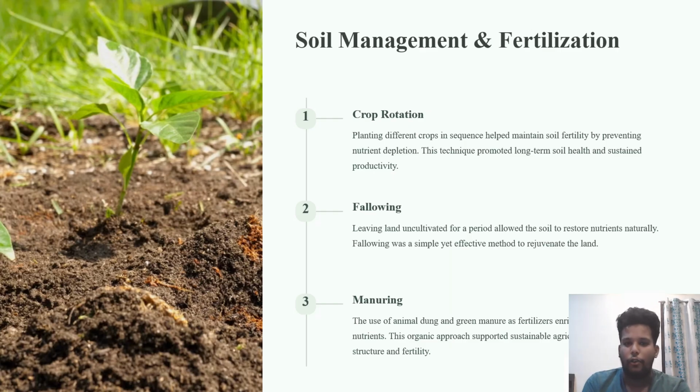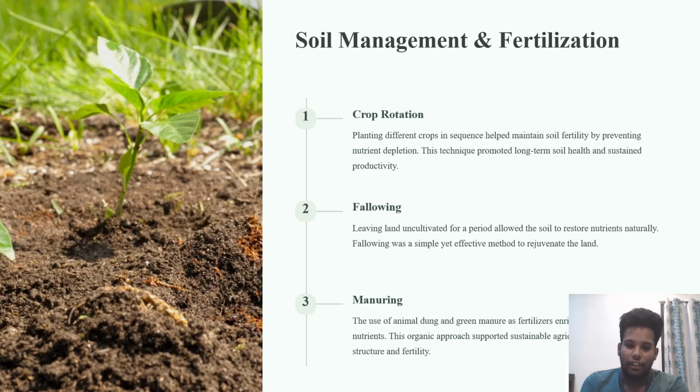Now we'll see how soil management and fertilization were done. First, crop rotation. Planting different crops in sequence helped maintain soil fertility by preventing nutrient depletion. This technique prolonged long-term soil health and sustained productivity. Second, fallowing. Leaving land uncultivated for a period allowed the soil to restore nutrients naturally. Plowing was also a simple yet effective method for rejuvenating the land.